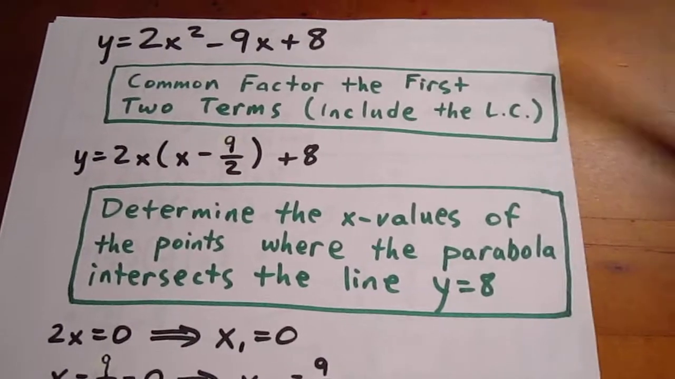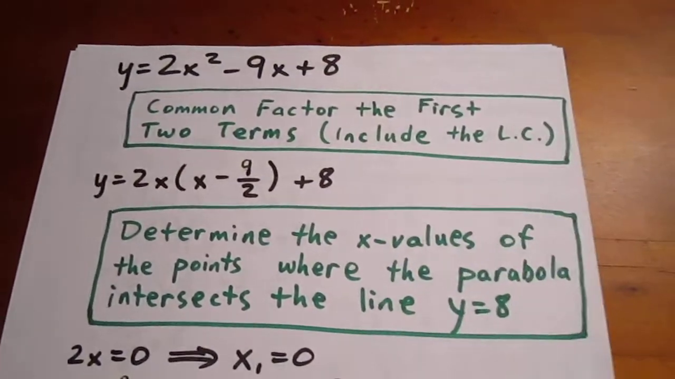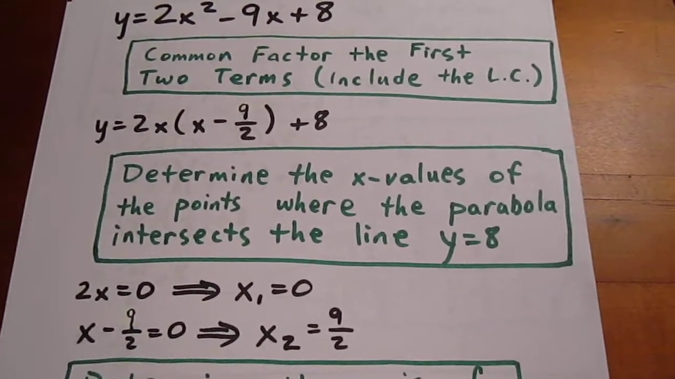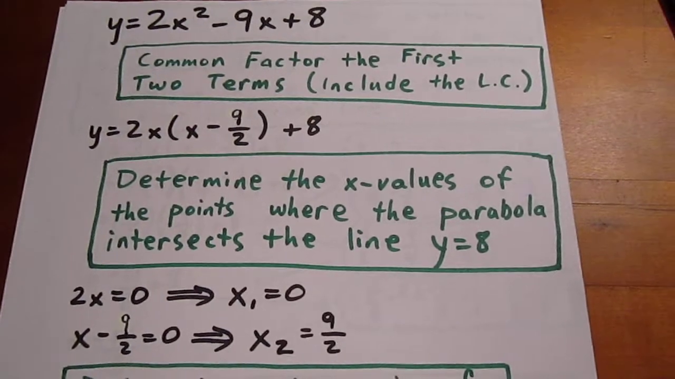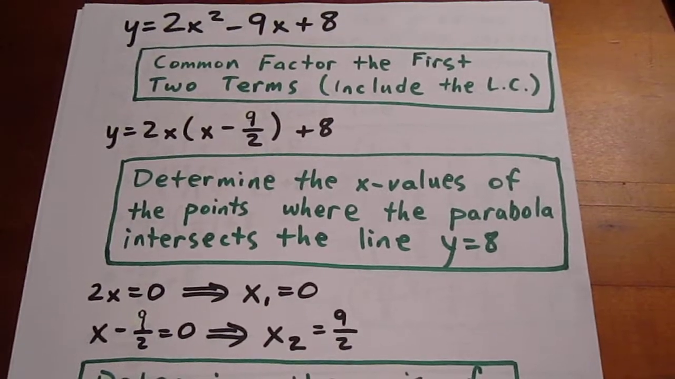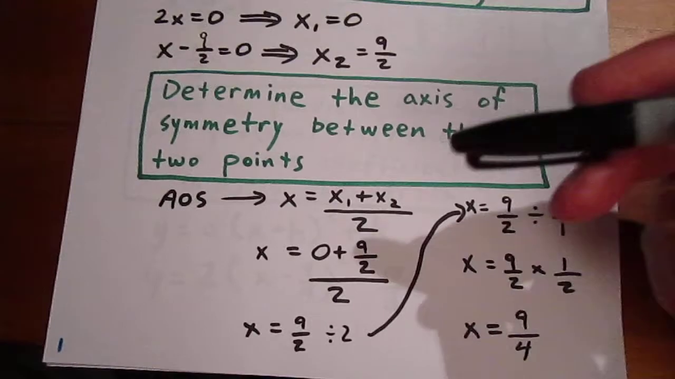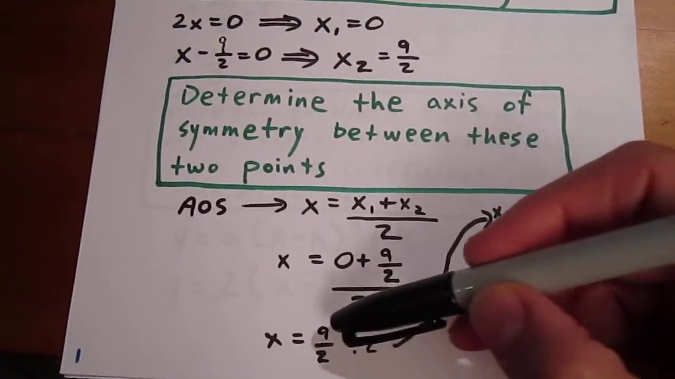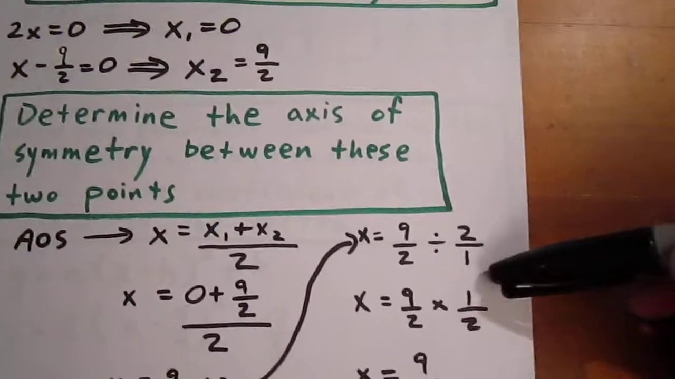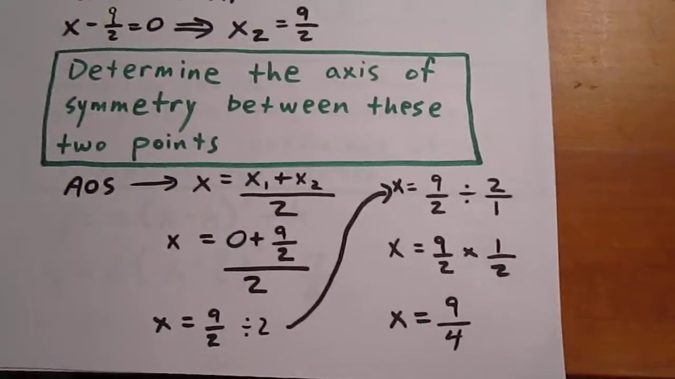Now we can determine where this parabola crosses the line y equals 8 by setting the first part of this expression equal to 0. If we do that, we get x equals 0 or x equals 9 halves. We can then find the x value of the vertex, in other words the x value of the axis of symmetry, by the midway point between those 2 points. 0 plus 9 halves over 2 is the same as 9 halves divided by 2, which is 9 halves divided by 2 over 1. Invert and multiply, and we get x equals 9 fourths. That's our axis of symmetry.